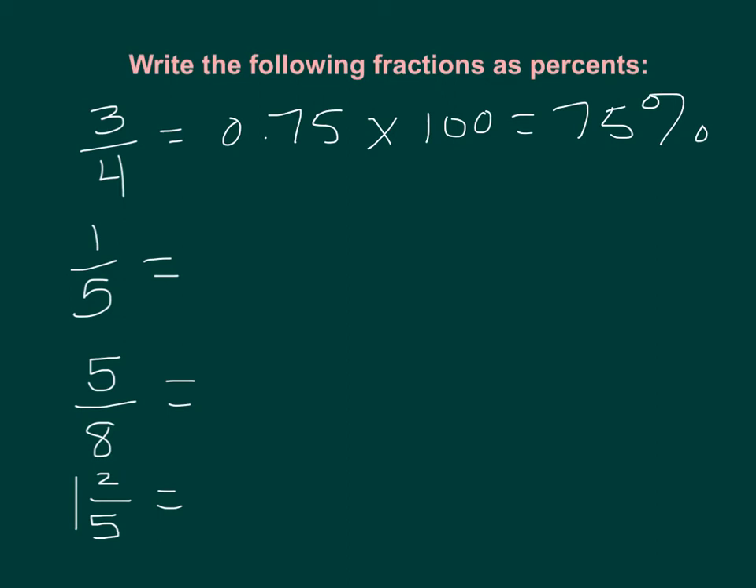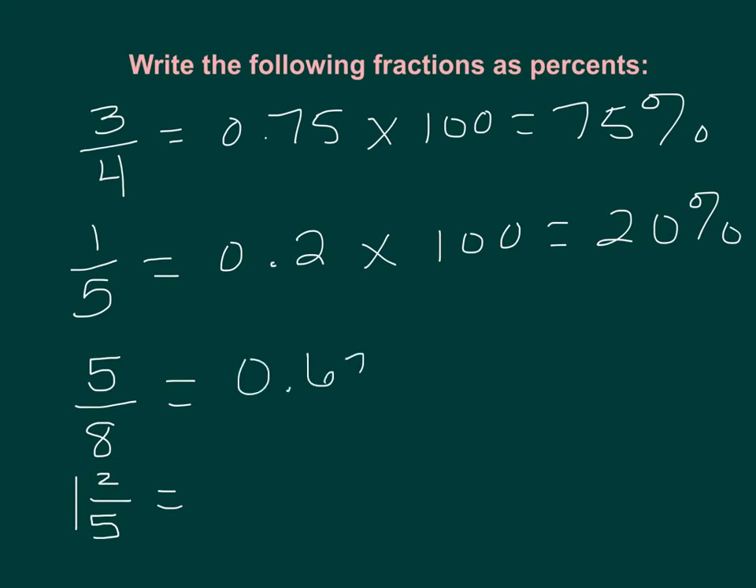The next question, 1 divided by 5, is 0.2, which is 0 and 2/10. Multiply that by 100, and we get 20%. So in the first one, 3/4 is equivalent to 75%. 1/5 is equal to 20%. 5/8. 5 divided by 8 is 0 and 625 thousandths, 0.625.